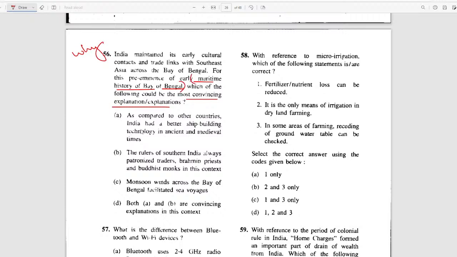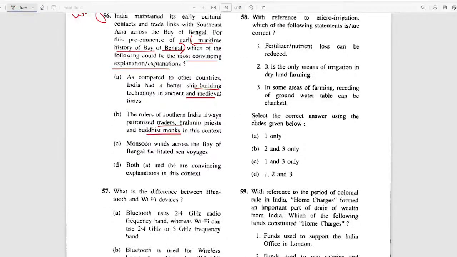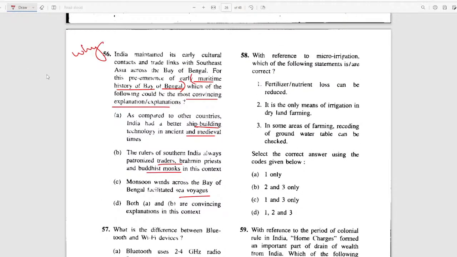As compared to other nations, India had a better shipbuilding technology in ancient and medieval times. The rulers of South India always patronized traders, Brahmins, and Buddhist monks. Monsoon winds across the Bay of Bengal facilitated sea voyages. So go through these questions here, and go through the theory part.